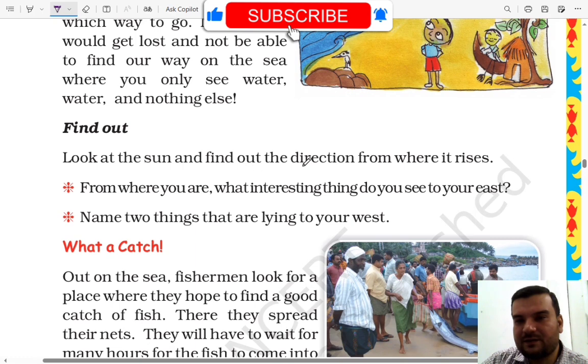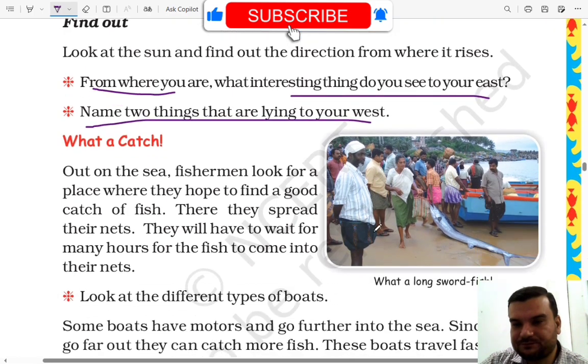Look at the sun and find out the direction from where it rises. Okay, so it's asking you to look at the sun and find out the direction from where it rises. From where you are, what interesting things do you see to your east? Name two things that are lying to your west.